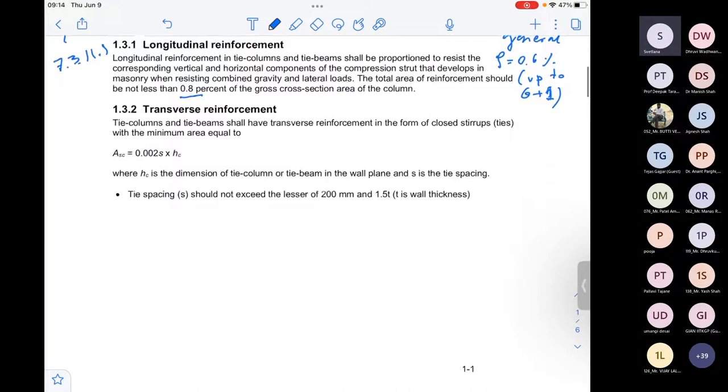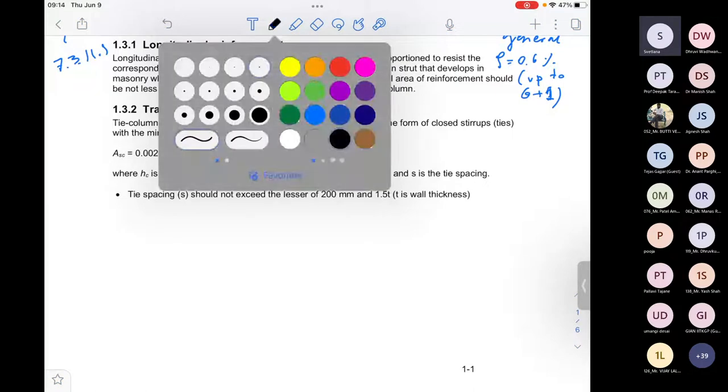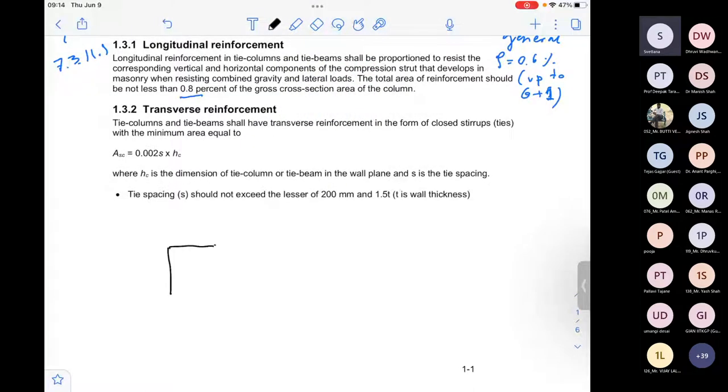But what is meant here by this percentage is, I can annotate on this portion. So if you have a tie column and we have the reinforcement here, so all four bars would be that reinforcement AS, that is all total of four bars. And then this is B times T. So this rho would be AS divided by B times T. That is the reinforcement area, total amount of steel.